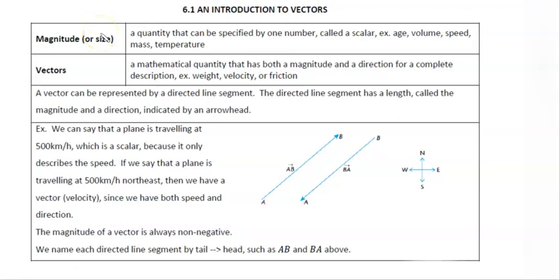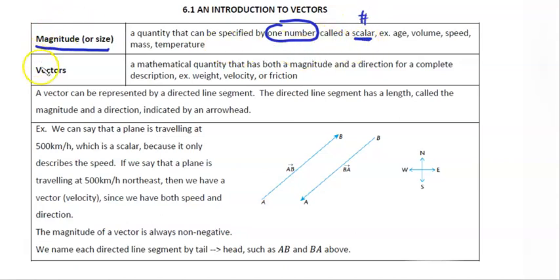6.1, an introduction to vectors. So one thing that we're going to talk about in vectors is magnitude, or this is called size. It's a quantity that can be specified by one number. And this number is called a scalar, such as age, volume, speed, mass, temperature. So whenever you think about a scalar, just think of just a number.